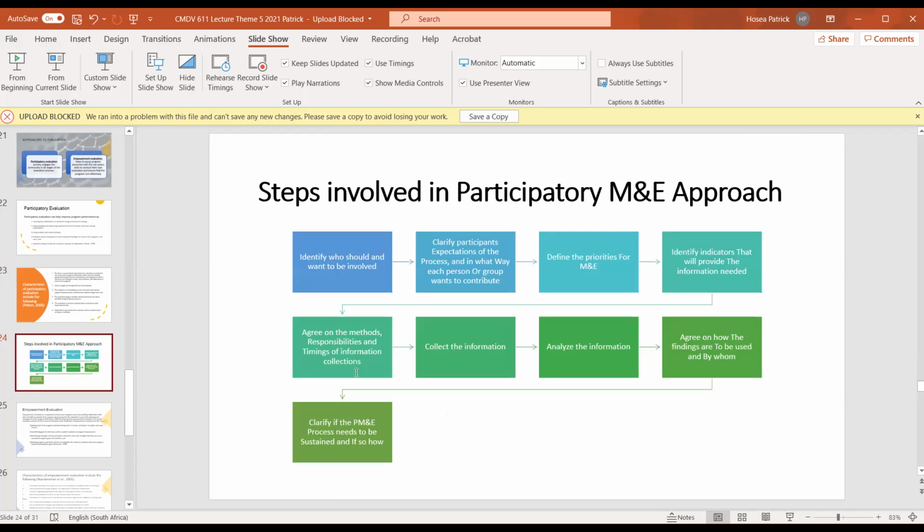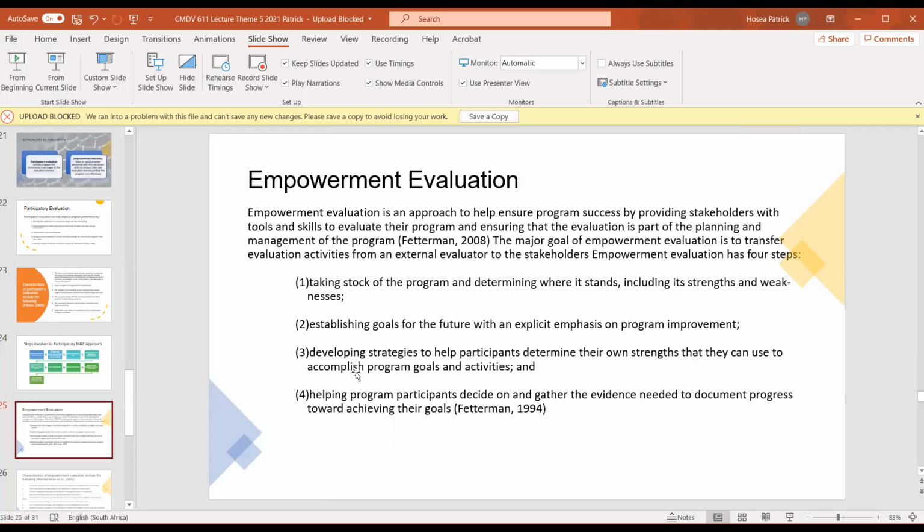And then empowerment, like we said, it has to do with what? Improving, right? Improving the personnel of your project. Under empowerment evaluation, it has to do with how to ensure the success of the project itself. How do you ensure the success of your program? So under empowerment, you look at these steps.